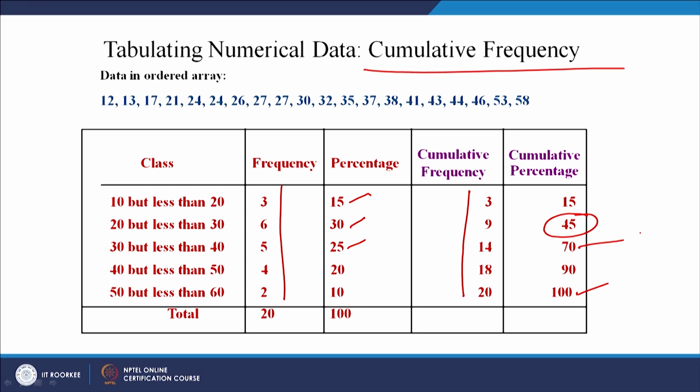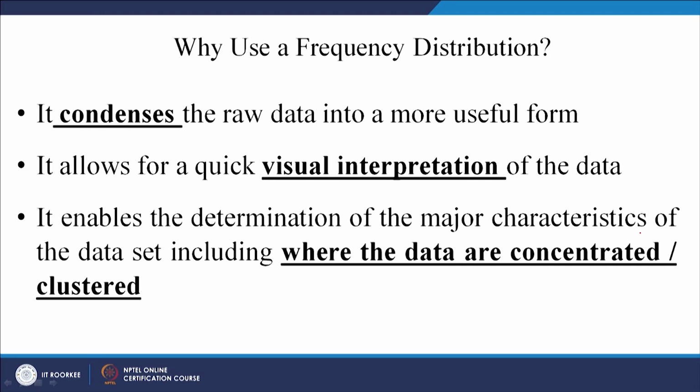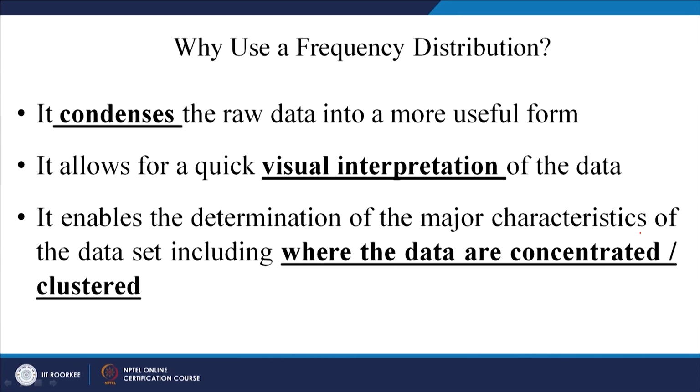So, why use frequency distribution? Is it better than earlier methods of data representation? Yes, it is surely better than earlier methods, because it condenses raw data into more useful information. It is a kind of visual representation of data. So, you can easily know where data are concentrated. It enables the determination of the major characteristics of a data set, including where the data are concentrated, as I have already talked about, right.